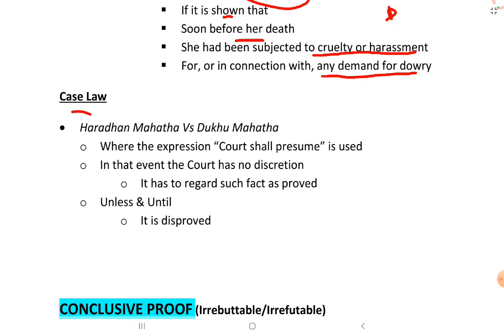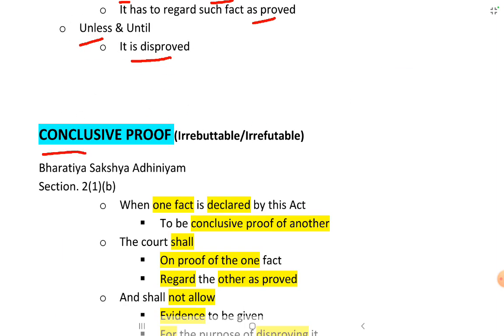For case law, you can write Hardhan Mahatha versus Dukhu Mahatha. Here the court said where the expression court shall presume is used, in that event court has no discretion. It has to regard such fact as proved unless and until it is disproved. Last one is conclusive proof. It is irrebuttable or irrefutable.